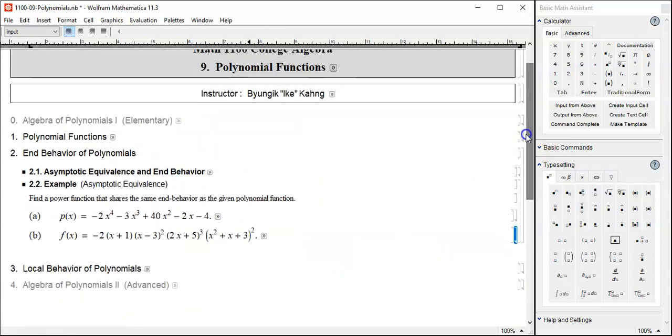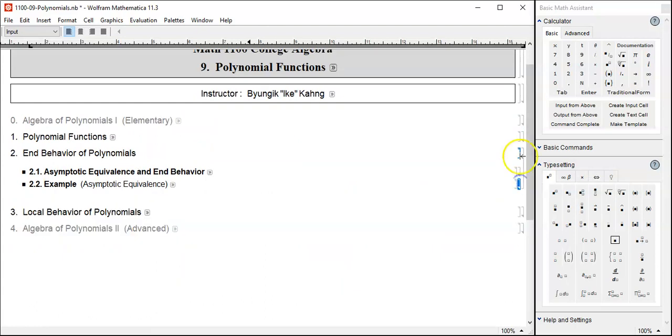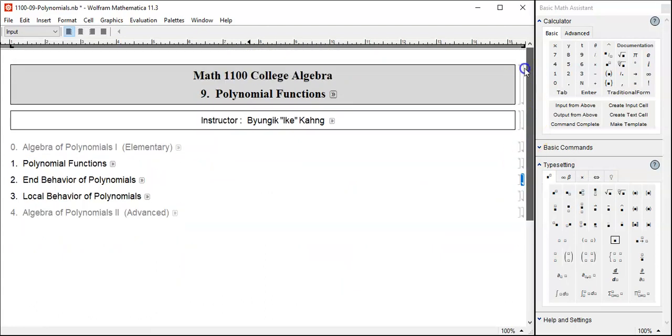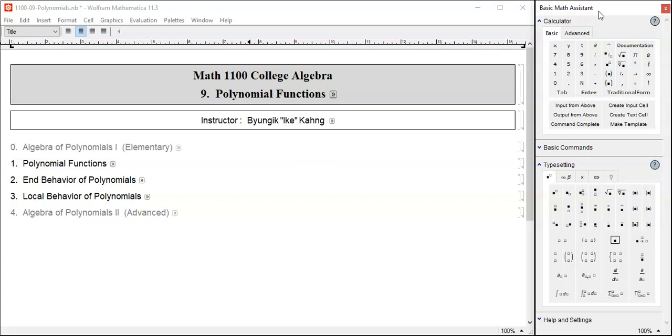Now, at this moment, this kind of computation may look a little bit gimmicky, but believe me, it's going to become really useful next week when we start dealing with rational functions, when we have numerator and denominator and so on and so forth.